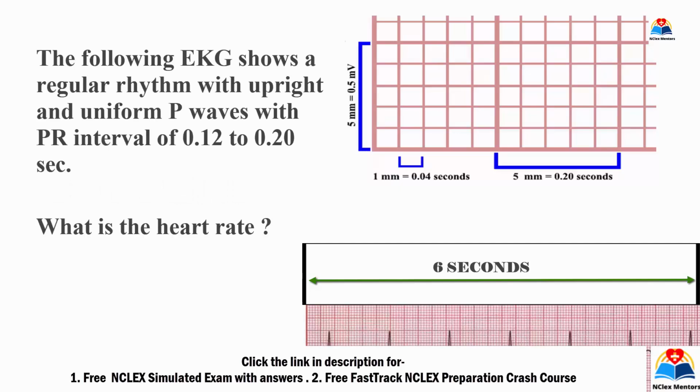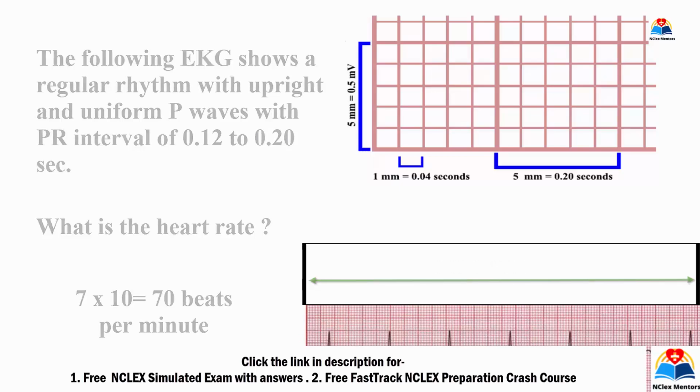The following EKG shows a regular rhythm with upright and uniform P waves with PR interval of 0.12 to 0.20 seconds. What is the heart rate? We see 7 QRS complexes in 6 seconds. Our job is to multiply it by 10. Therefore, we have 7 times 10 equals 70 beats per minute.